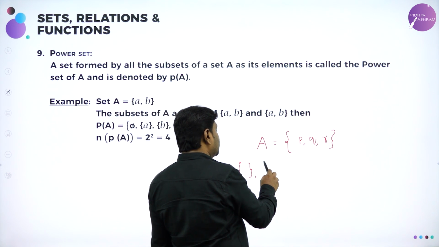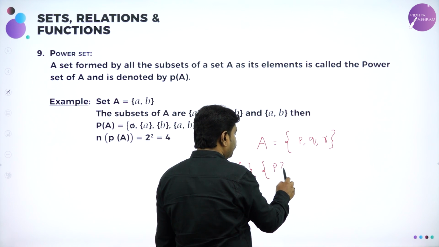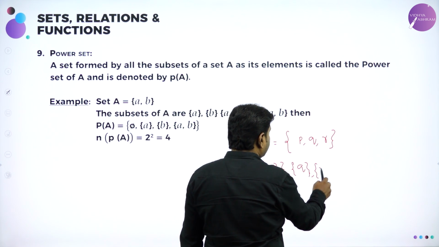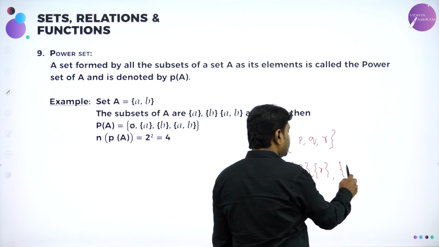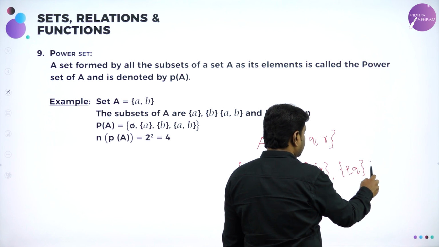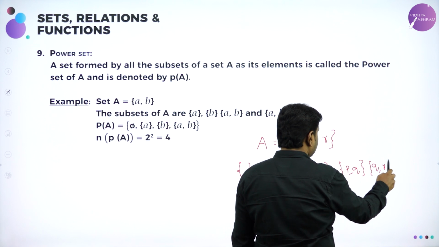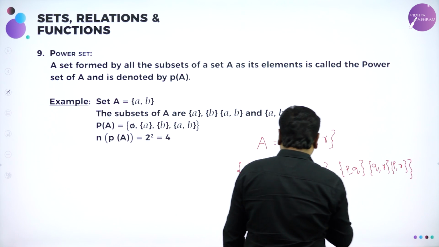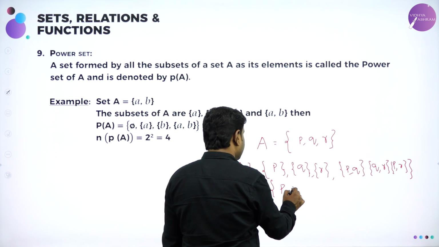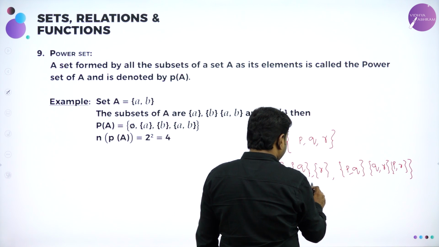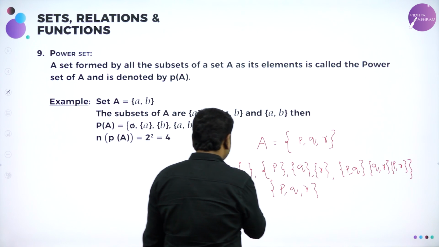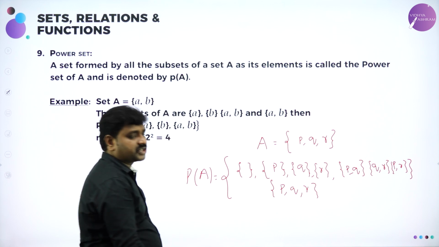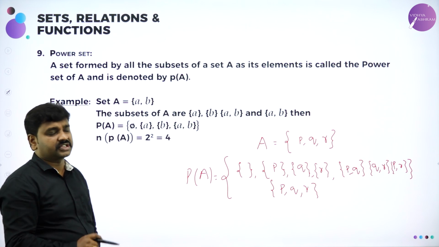And I can write a set containing only one element: only P, or only Q, or only R. Or I can write a set containing two elements: PQ, QR, PR. Or I can write all three elements PQR. This many subsets I can write. After you write all the subsets, if you put them in a set, that is called the power set. Power set is the set of all subsets.